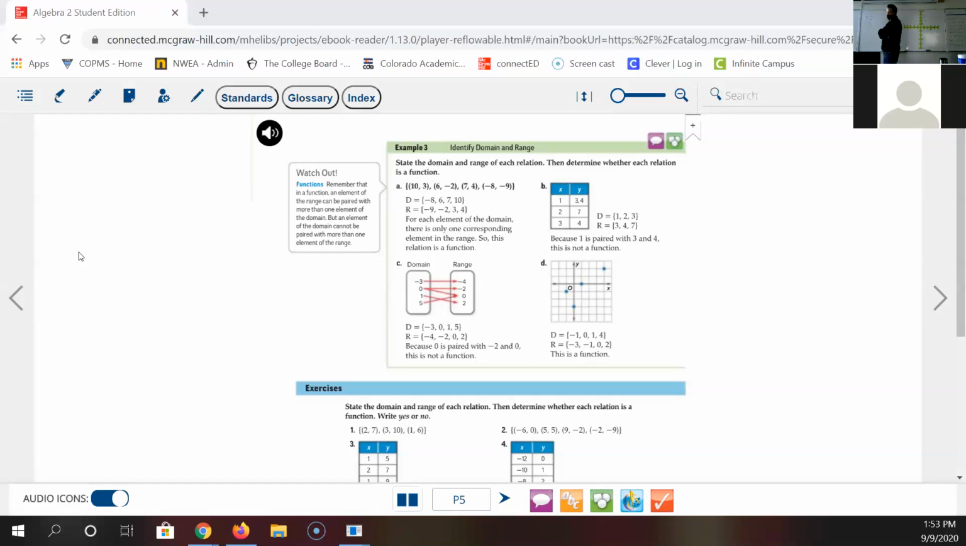You only have an issue because of 0 mapping to -2 and 0. At that point, you would have a (0, 0) point here, but you would also have a (0, -2) point, so I would not pass my vertical line test. Okay? So I gave you just a couple seconds to digest that.